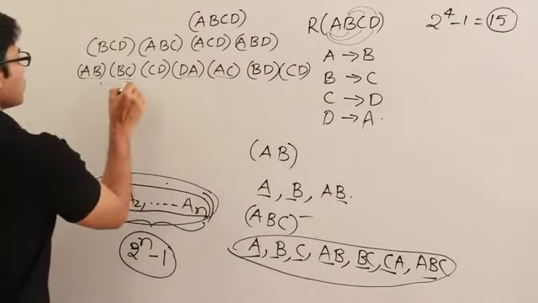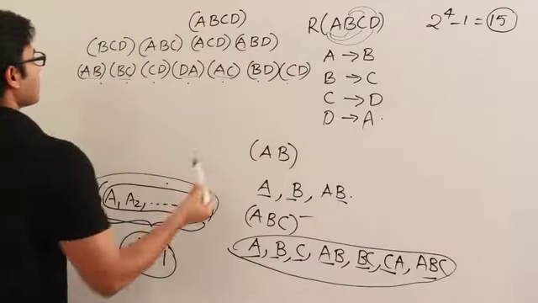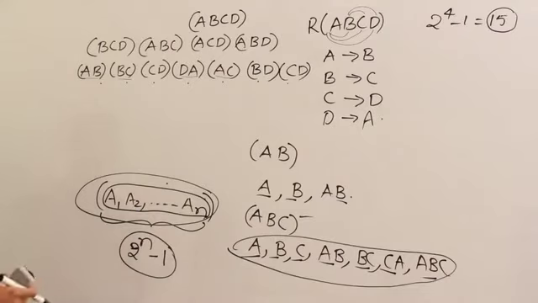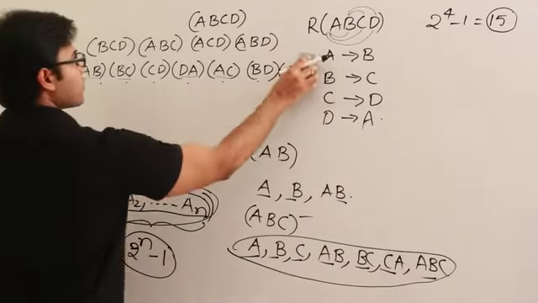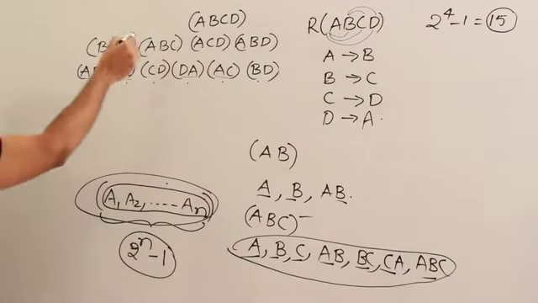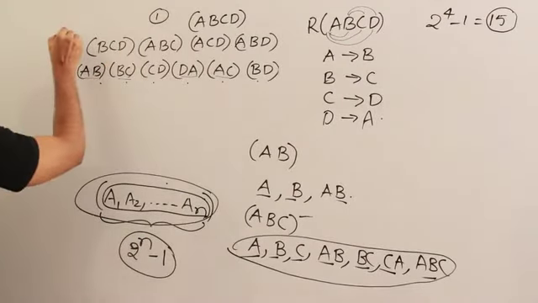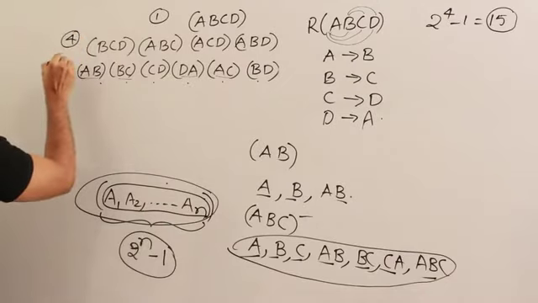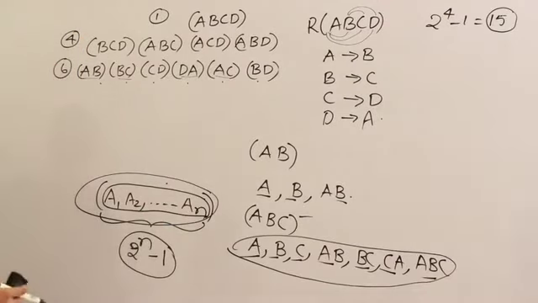Let me check. 1, 2, 3, 4, 5, 6, 7. I'm supposed to get only 6. 4C2 is 6. CD is repeated here. Okay, fine. So 6, right? So here I got 1, and here I got 4, and here I got 6, right? So how many is this?